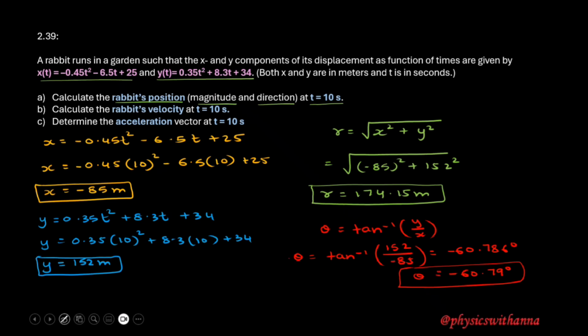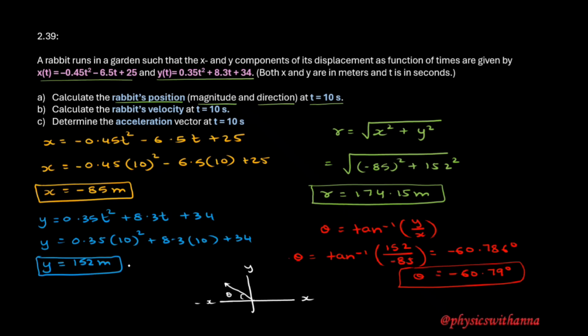Now if you were to sketch a rough graph of this position vector, this is y, this is x, this is negative x. Here the x component of position is negative, whereas the y component is positive. So my final position vector lies somewhere in the second quadrant, and the angle theta is the angle it makes with the x-axis.